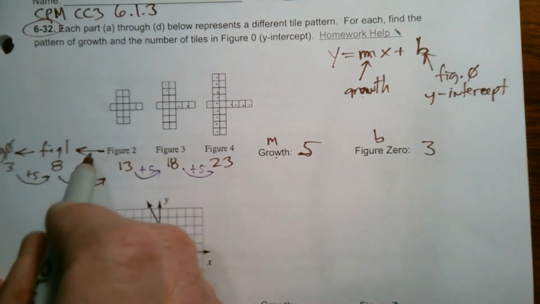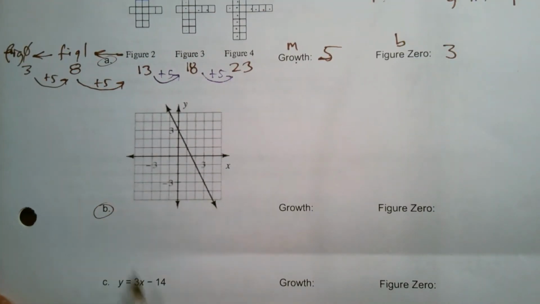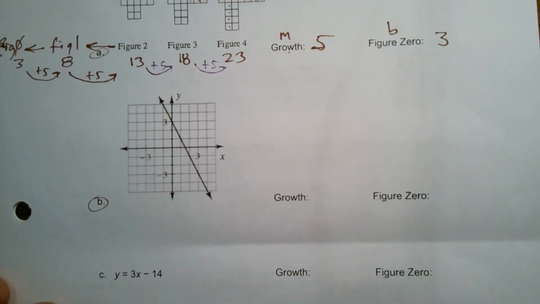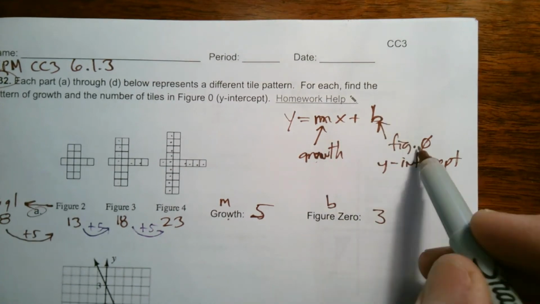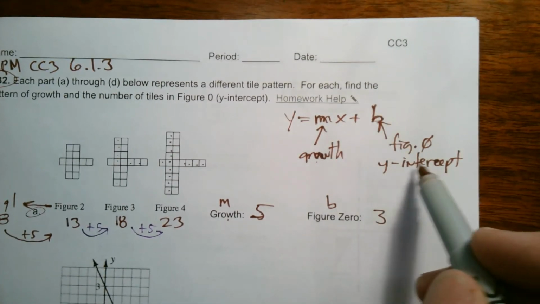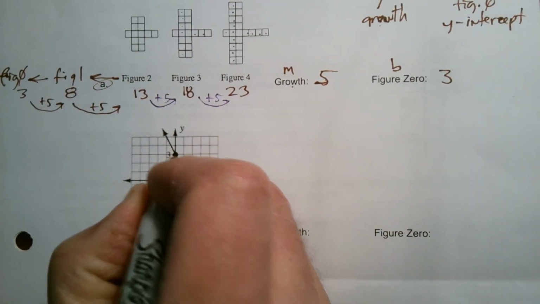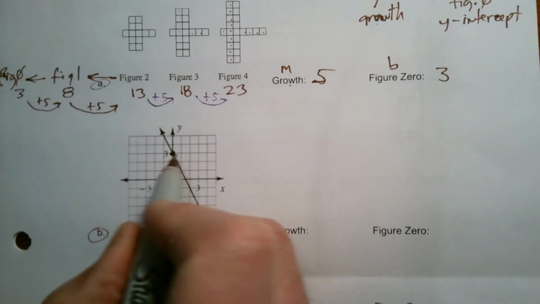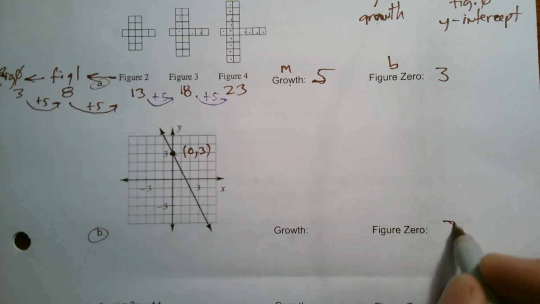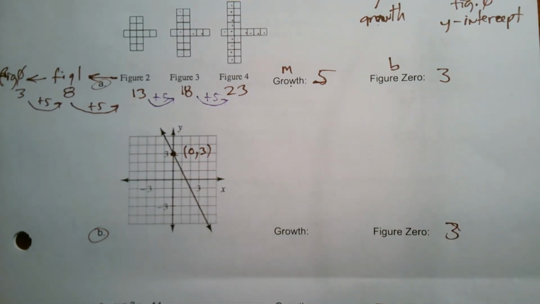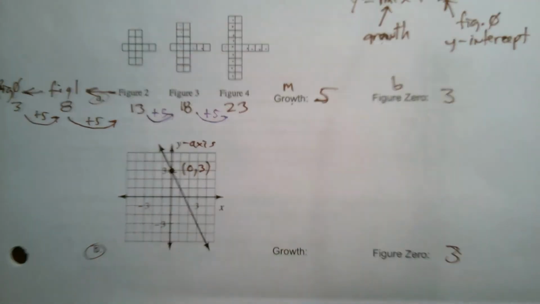Okay, so that's part A, given the tiles. In B, I'm given the graph. I mentioned up here that m represents the growth and b represents the figure 0, or what we call the y-intercept. So I can immediately see the y-intercept is at positive 3. That point is (0, 3). So my figure 0 would be 3 again, because that's where it crosses the y-axis.